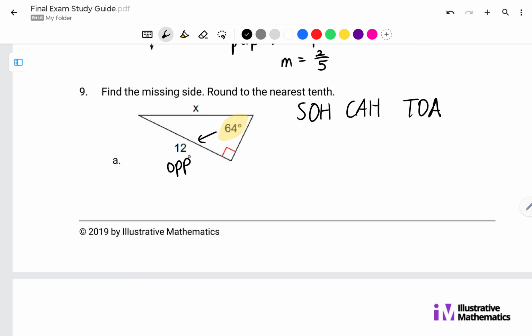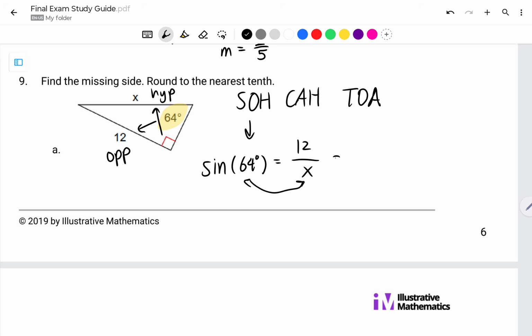Opposite from the 64 is the 12. X is our hypotenuse. I'm using opposite and hypotenuse. So that's got to be my sine. Sine of 64, it's always the angle in there, equals opposite over hypotenuse. So it's got to be 12 over x. You have to remember when the variable's on the bottom, there's this shortcut that we learned where the x comes on the outside.